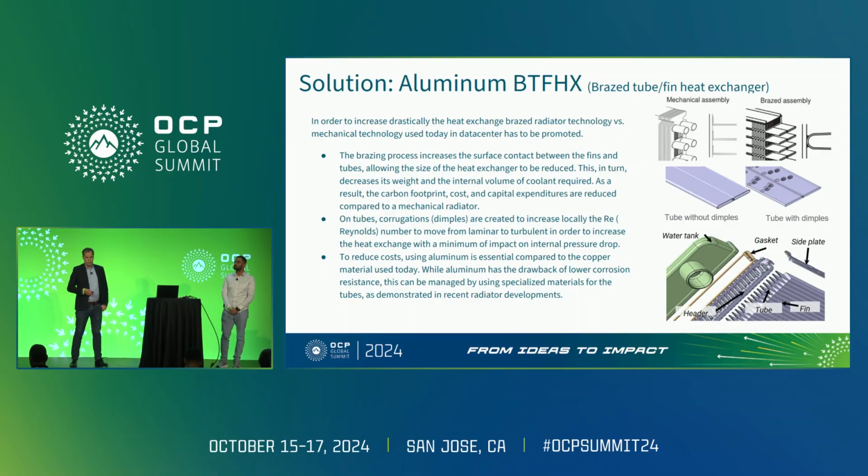You have a picture to illustrate the bill of materials of a typical radiator. Here we are referring to the gasket and water tank. It could be plastic, it could be aluminum for sure. For reliability reasons in data centers, we switch to aluminum and we remove the gasket. It's obvious, it's already done today. Again, the main factor to keep in mind is the brazed technology that allows a better surface contact between the fins and the tubes.